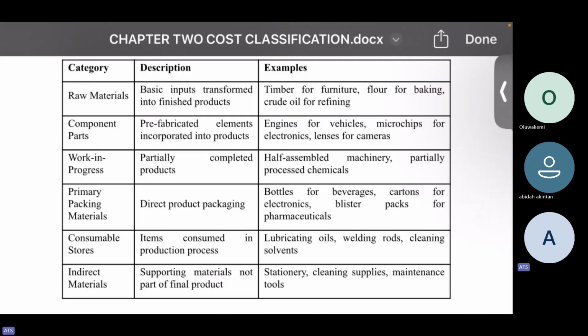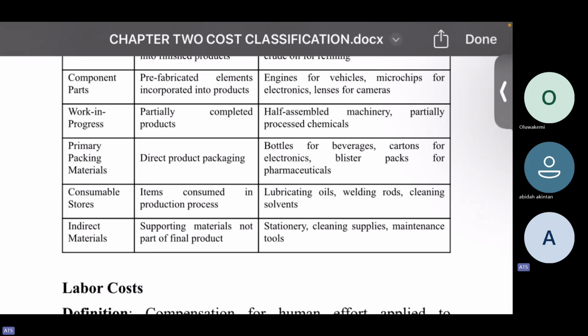Then you have primary packing materials. So for instance, in this scenario, as a fashion designer, after you make dresses, you usually package them in a nylon to give to your customers, right? That nylon is a primary packaging material. It is also part of your material, right? It does not form part of the product itself, but you need it to be able to deliver to your customers.